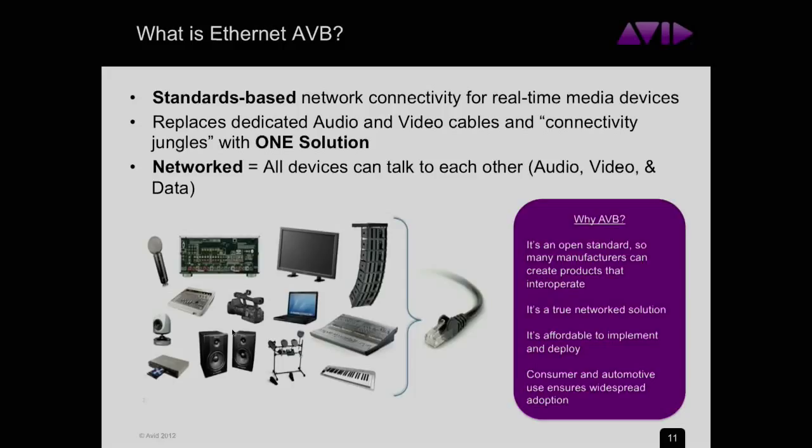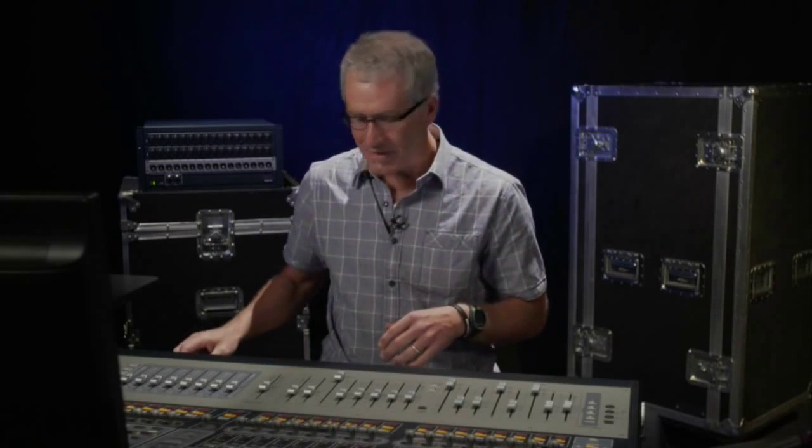So what is Ethernet AVB? Well, it is a true standard for real-time media devices. The idea is that it would replace a host of audio and video cables with one connectivity solution. And the idea here is that it becomes very affordable, and the goal of it really is to create a standard that will be able to be used by any number of manufacturers in their products.